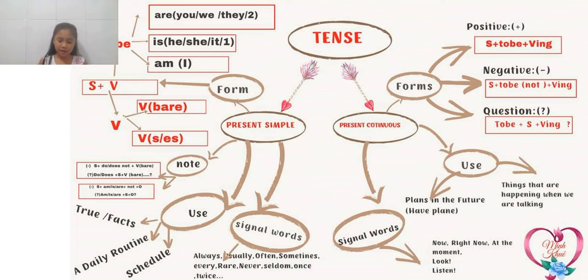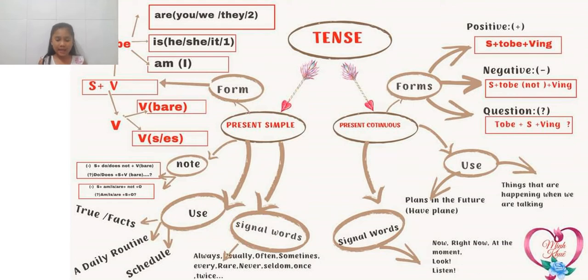Our structure will always be something like subject plus verb to be. The to be words here are am, is, are. We have a note here. Are is used for you, we, they, or two objects or more. Is will be used for he, she, it, or one. And am would only be used for the subject I.